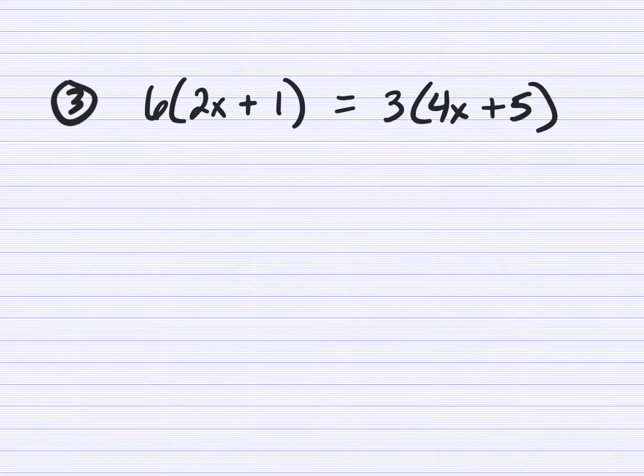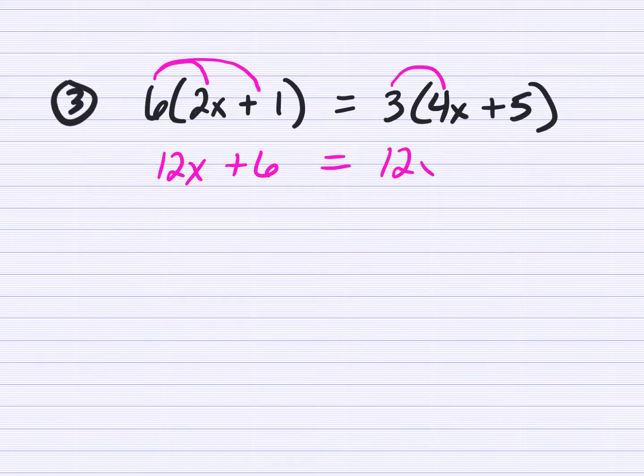All right, on number 3, we have the distributive property on both sides. So 6 times 2x is 12x. 6 times positive 1 is positive 6. Then I bring down my equal sign. On the right-hand side, 3 times 4x is also 12x. 3 times 5 is positive 15.